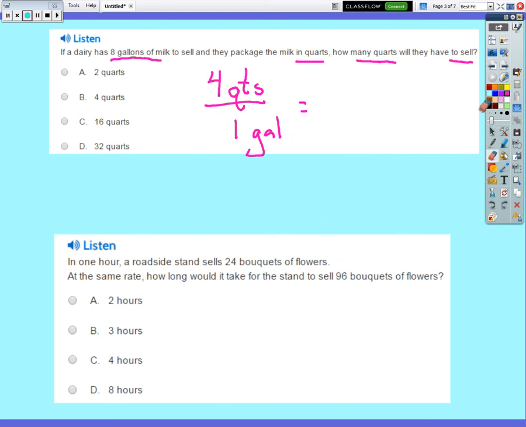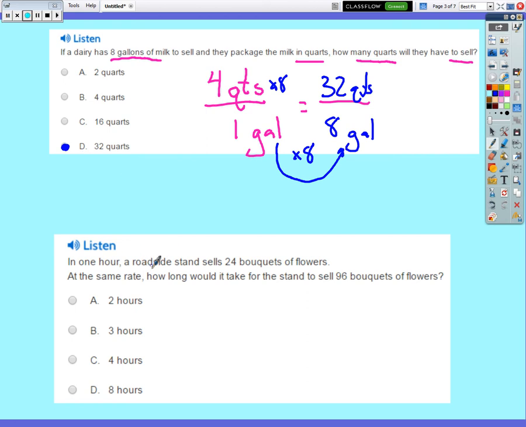All right. So I now have 8 gallons of milk that I'm trying to sell. What did I do to this term to make it this term? Well, I times by 8. Times this by 8. 8 gallons is equivalent to 32 quarts. So my correct answer here would be 32.